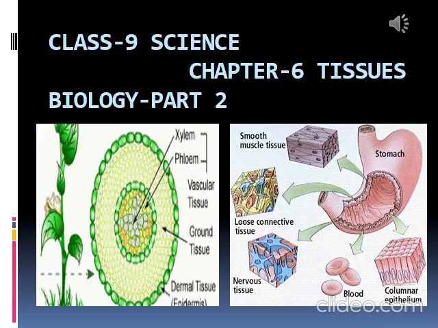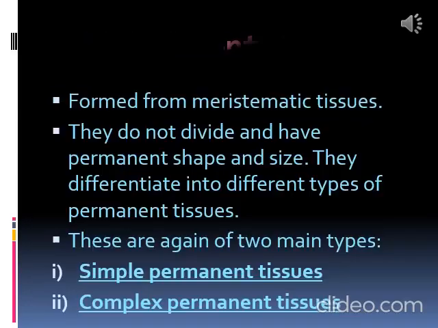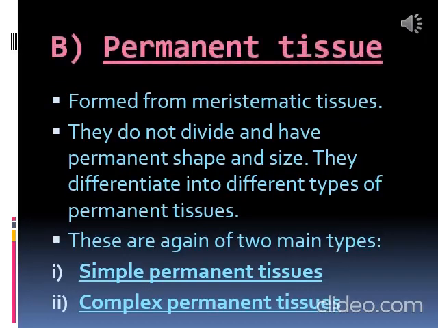So students, we will continue with our chapter tissues. Today we will study the second type of plant tissue, that is permanent tissue. Earlier we have studied meristematic tissue.